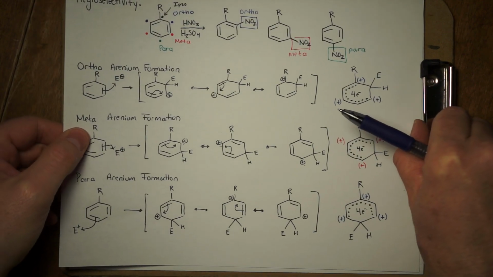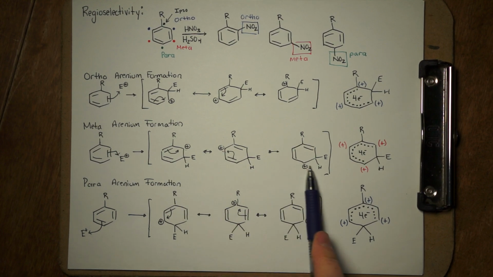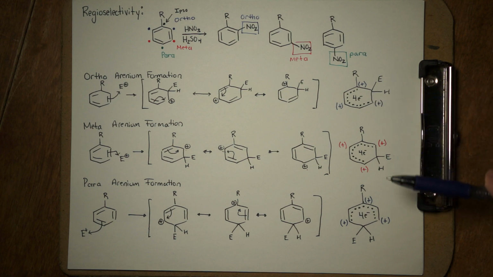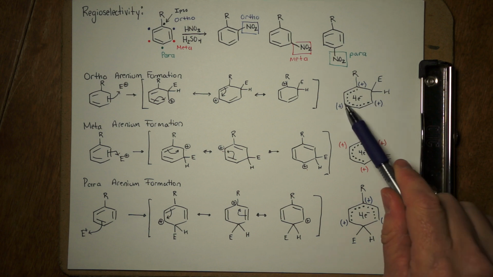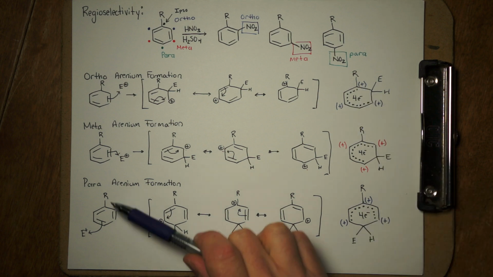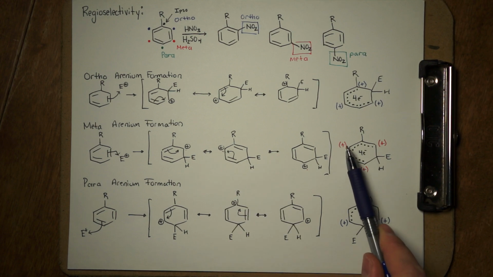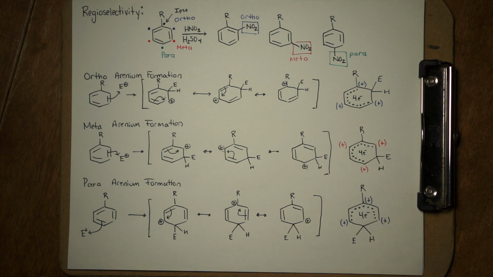All right, so if you paused the video, hopefully you were able to come up with resonance structures for the meta substitution that look like this, and resonance structures for the para substitution that look like this. So you can see for the ortho and para substitution, that charge density, that positive charge, is concentrated on the meta and ipso carbons, for both of these substitution pathways. In contrast, the meta substitution puts that positive charge density on the ortho and para carbons.